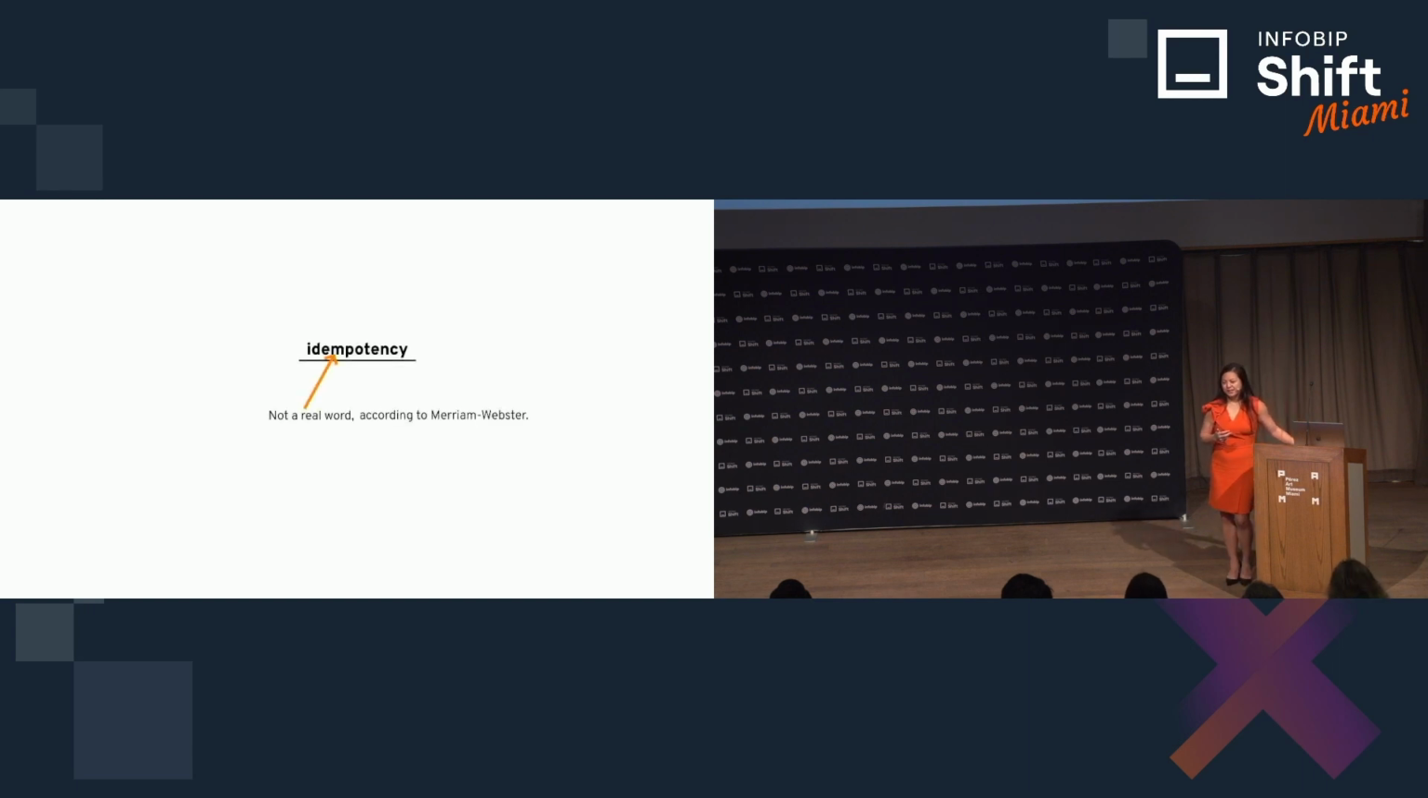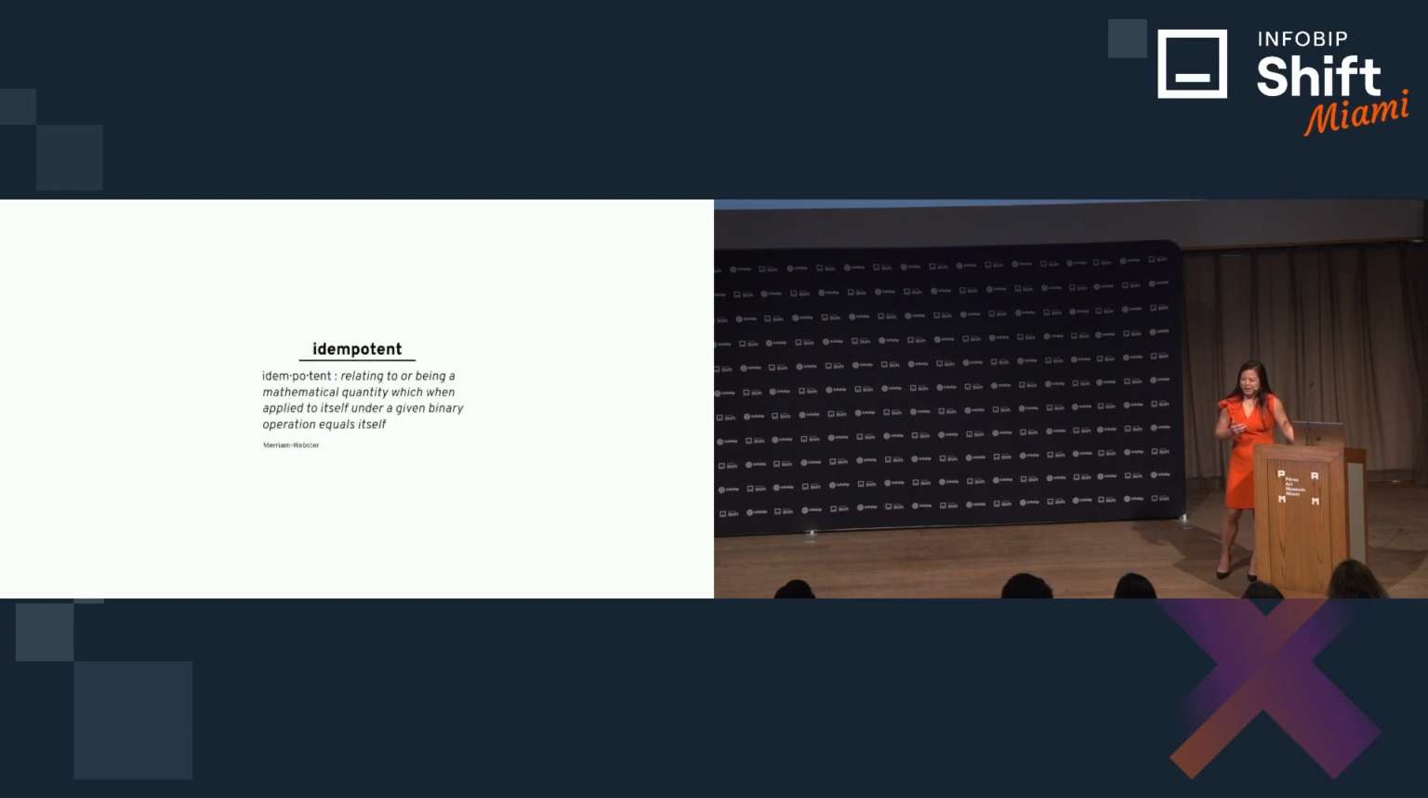Idempotency. It is not a real word, according to Merriam-Webster. This is a thing that the tech world just kind of made up, co-opted, I don't know. But when we look in a different dictionary, it says idempotent is relating to or being of a mathematical quantity which, when applied to itself under a given binary operation, represents itself.